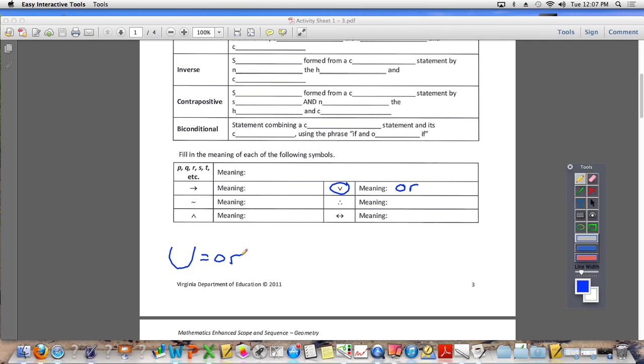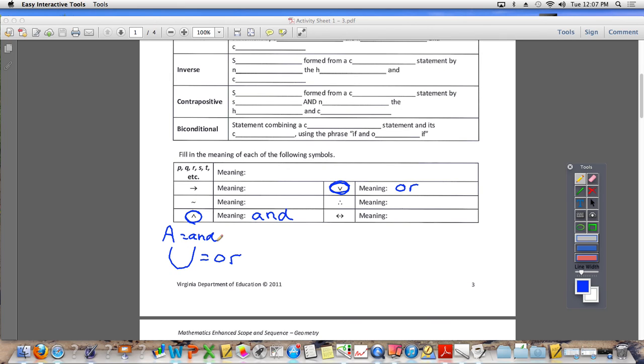So let's go back to this. If this symbol means or, what do you think this symbol means? It means and. Very good. One way to remember it might be that this thing maybe resembles the capital letter A. A for and? I don't know. Maybe that helps, maybe it doesn't.